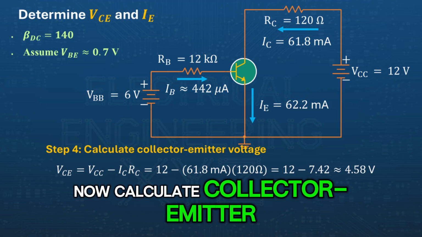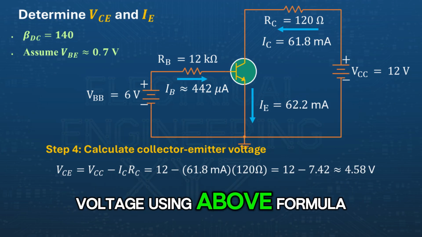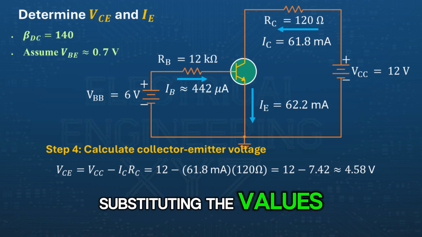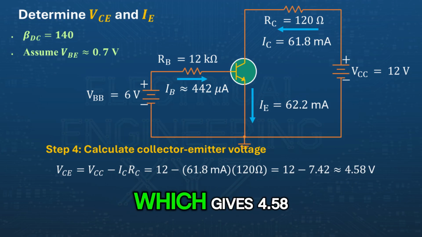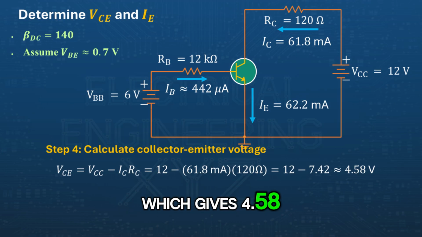Now calculate the collector-emitter voltage using the above formula. Substituting the values, we get 12 minus 7.42, which gives 4.58 volts.